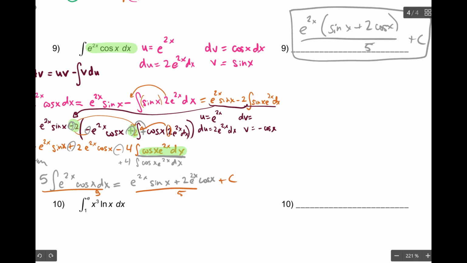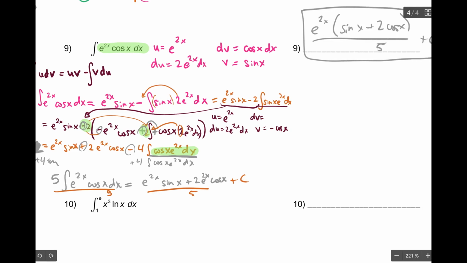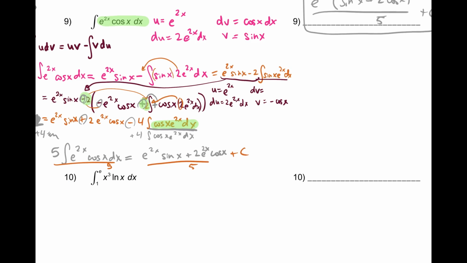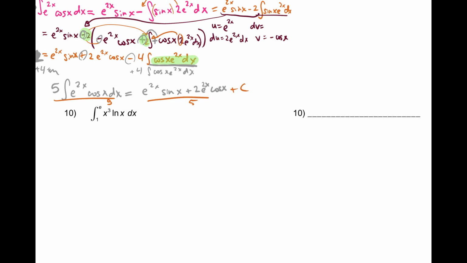Woohoo! Unknown integrals! So what happened to the 4? Oh, never mind. Yep, I added it to the other side. Total of 5 divided by 5. Okay, so this is our last one.